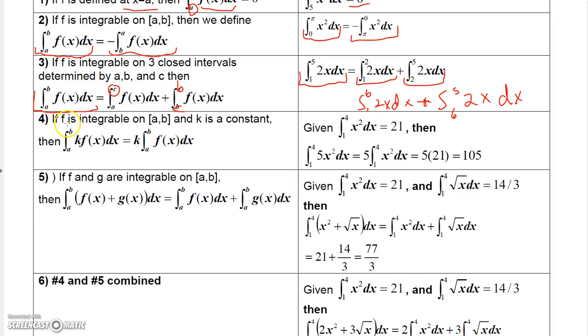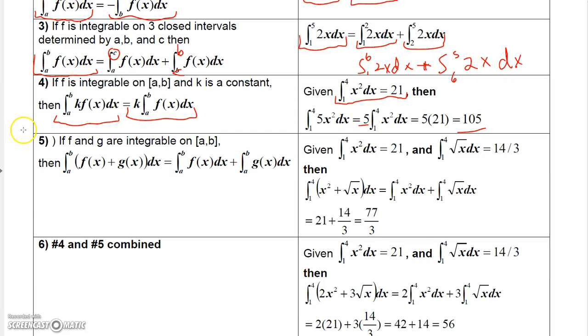And then it says if you're integrating a constant times a function, that's the same as the constant times the integral of the function. So if you know the integral from 1 to 4 of x squared dx is 21, and someone says to integrate 5x squared dx from 1 to 4, then you know that's the same as 5 times the integral from 1 to 4 of x squared dx. Since this integral is 21, the answer would be 5 times 21 equals 105.